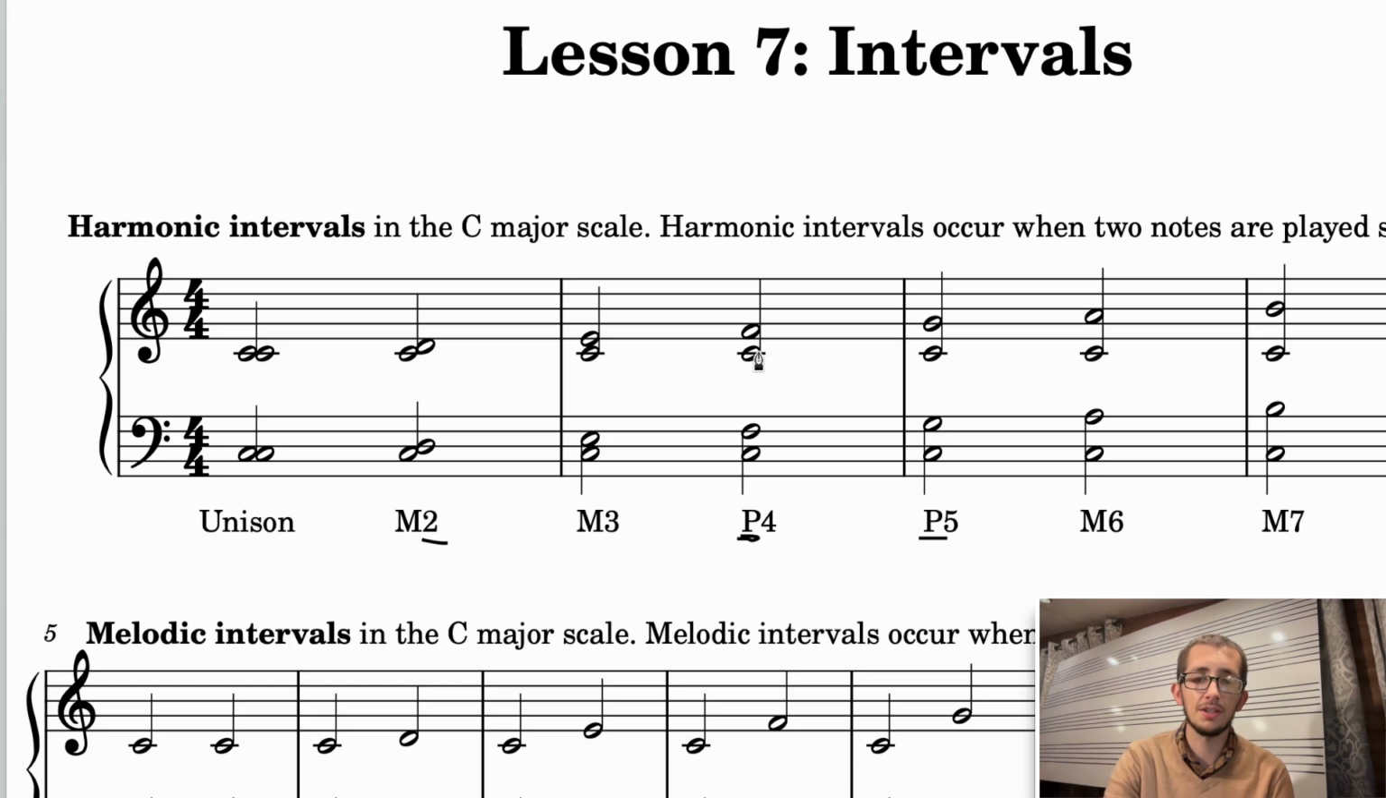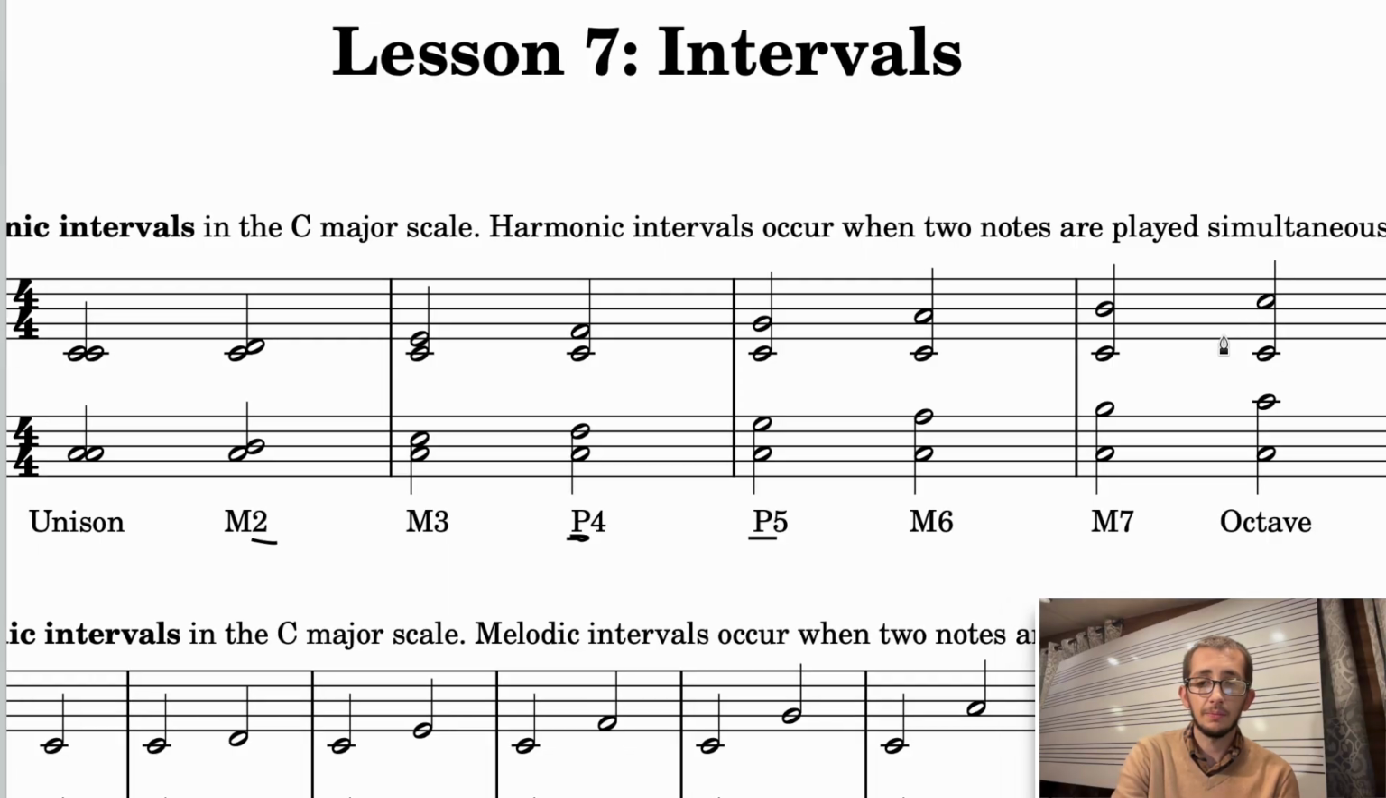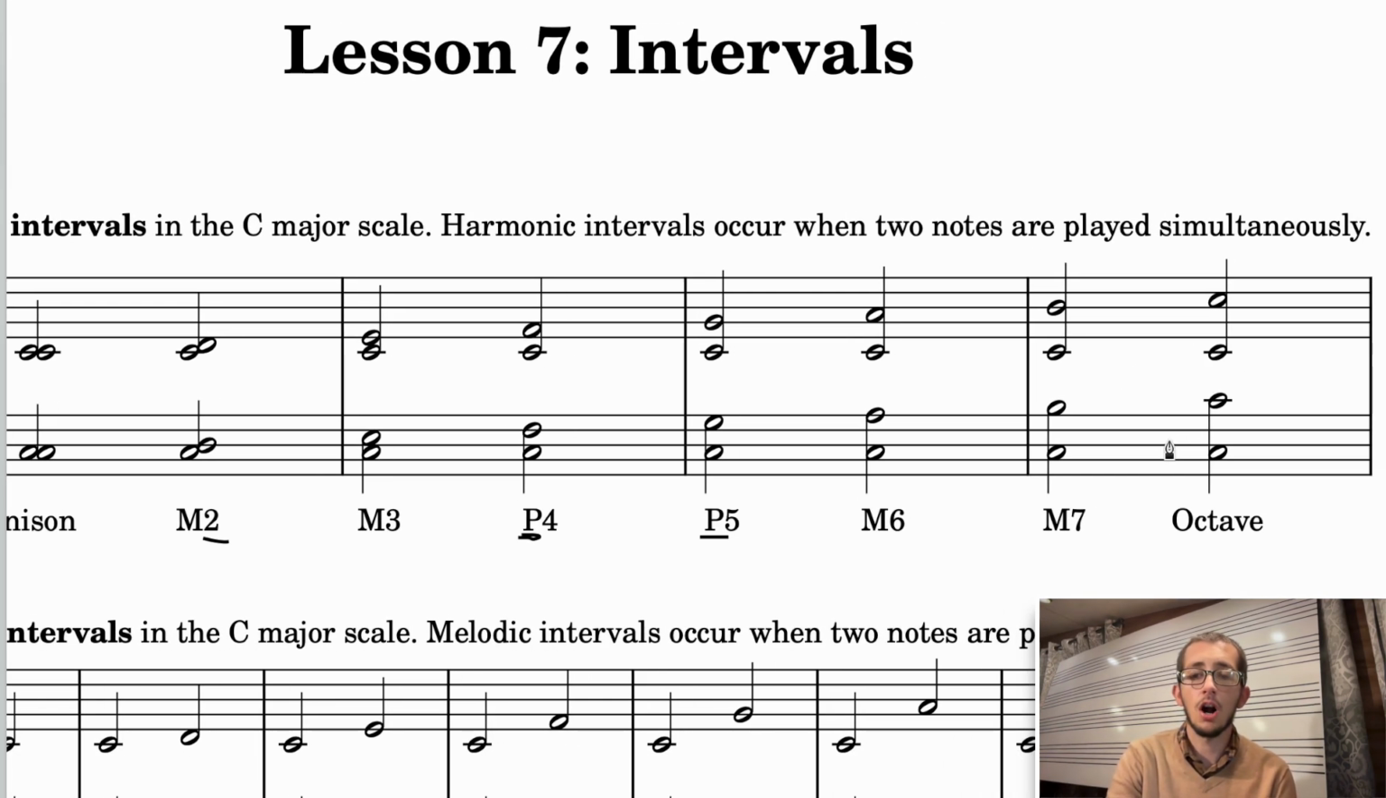This one is a fourth because it spans C, D, E, and F. This one is a fifth because it spans C, D, E, F, and G. 1, 2, 3, 4, and 5. Sixth, of course. And then a seventh right here. And then an eighth, or an octave. We call that an octave.